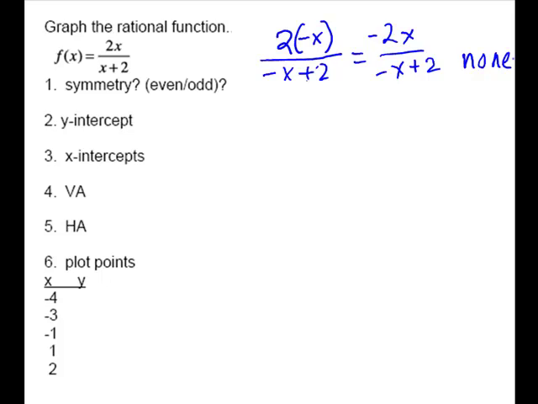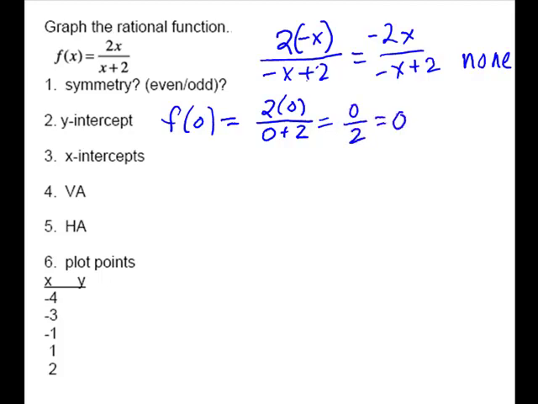Right, y-intercept. So plug 0 into x. And this gives us 0 over 2, which is 0. And so (0, 0) is our y-intercept.